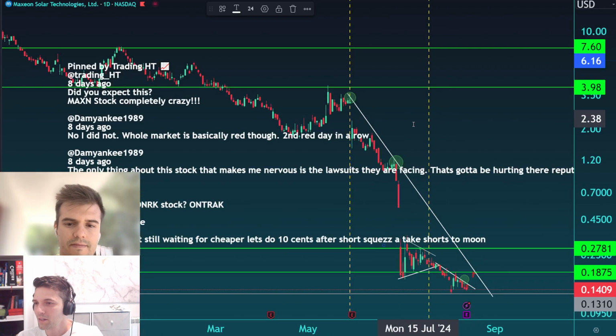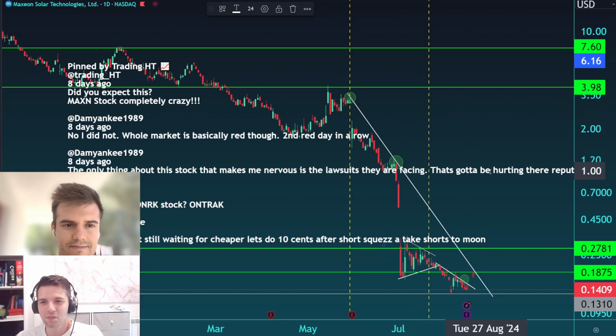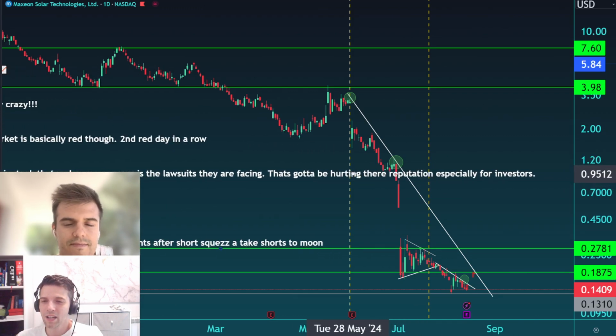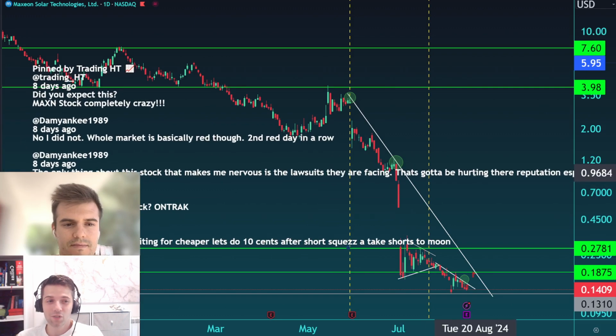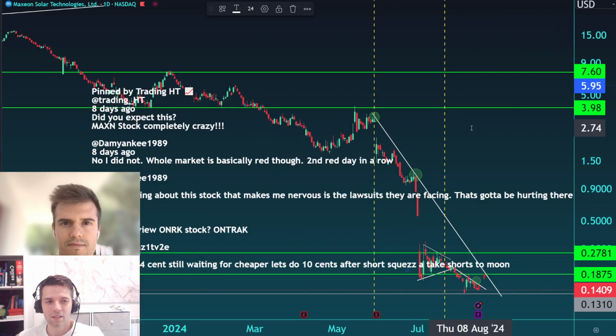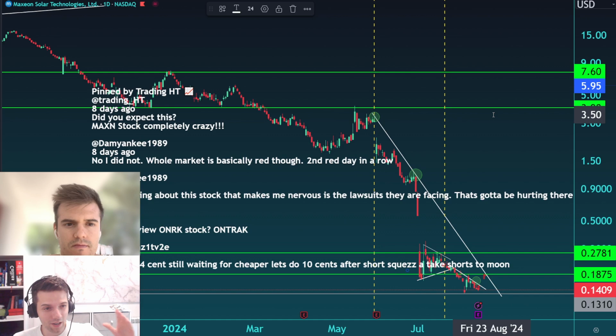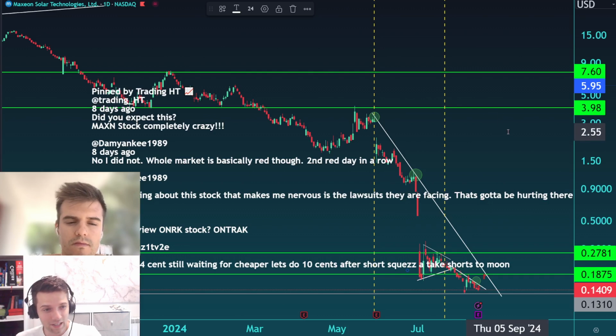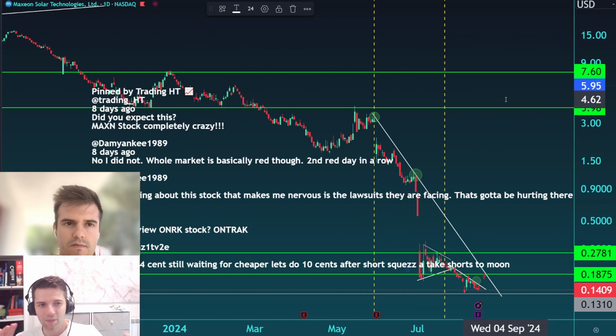Also, we have Danke. The only thing about this stock that makes me nervous is the losses they're facing. That's going to be hurting their reputation, especially for investors. That's true, actually. We had lawsuits, and I remember Philips, for instance, had a huge lawsuit and experienced a minus 90%, which is surprising because that stock had a huge market cap. It completely evaporated in just a couple of months. Completely insane. So obviously losses are very, very bad, and many investors, when they see the size of the lawsuit, if it's huge, get out of the stock and invest somewhere else.